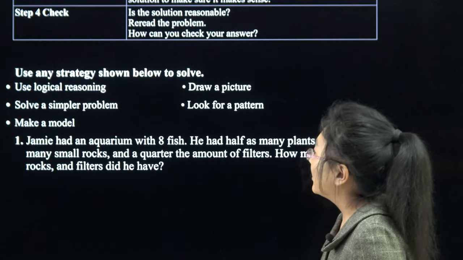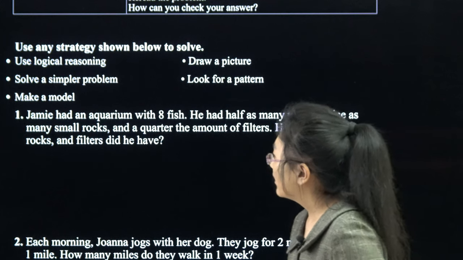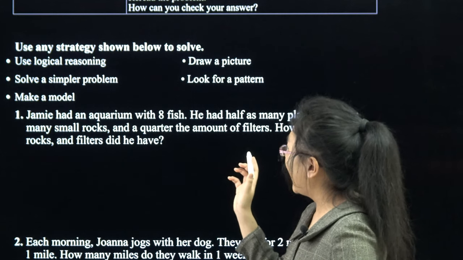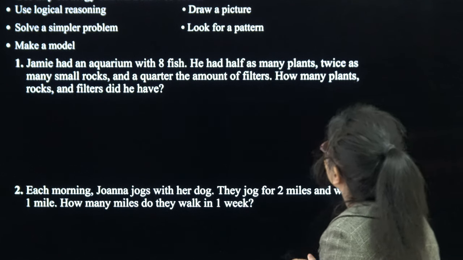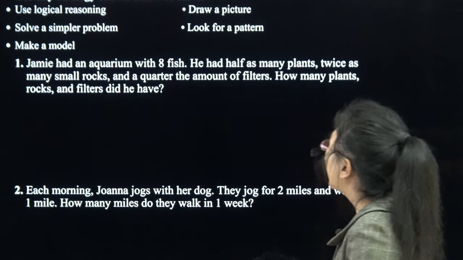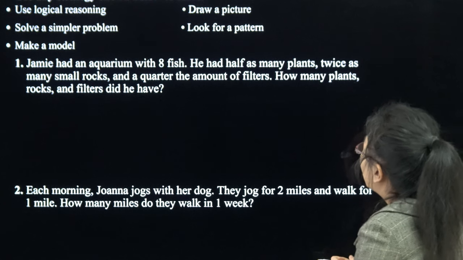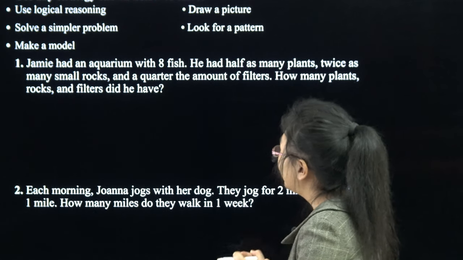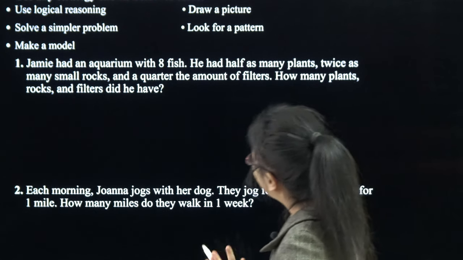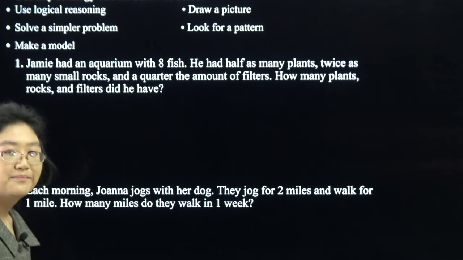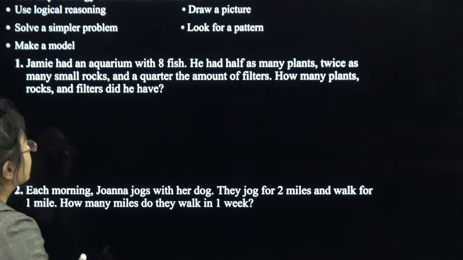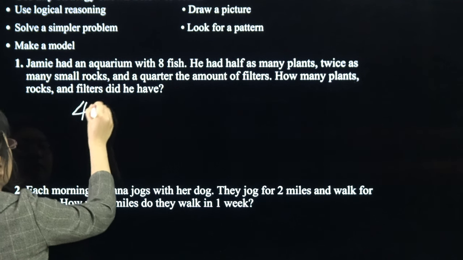Use any strategy shown below to solve. Okay. Jamie had an aquarium with eight fish. He had half as many plants, twice as many small rocks, and a quarter the amount of filters. How many plants, rocks, and filters did he have? So he had half as many plants. What's half of eight? Four. Four plants.